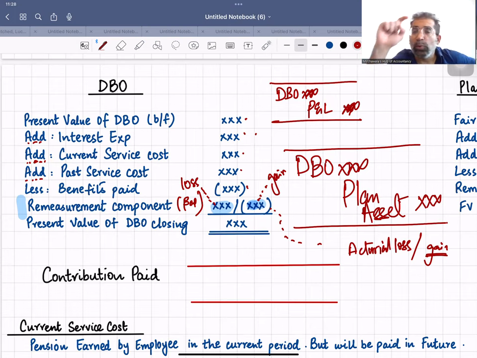But now the question arises, where to post this remeasurement component in the financial statement? The answer is OCI. This remeasurement component will always go in OCI, other comprehensive income. Remember the three lines with the income statement.